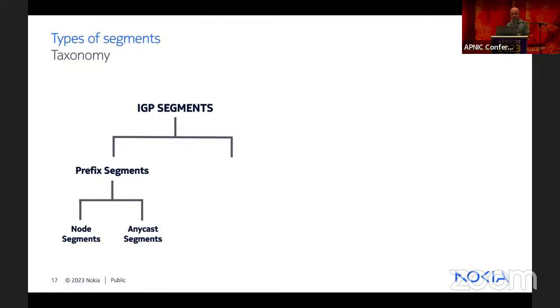Like a prefix could be something that is associated with a node. So for example, a loopback address or a system address for a node, right? That's a /32 or a /128, depending on what you're using. It could be an anycast segment. But essentially, this is information that identifies a node in the network. And then you've got adjacency segments, right? These are the ones associated with the links. We call them adjacency segments.